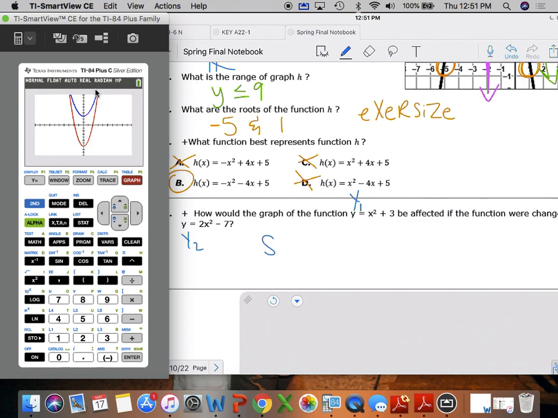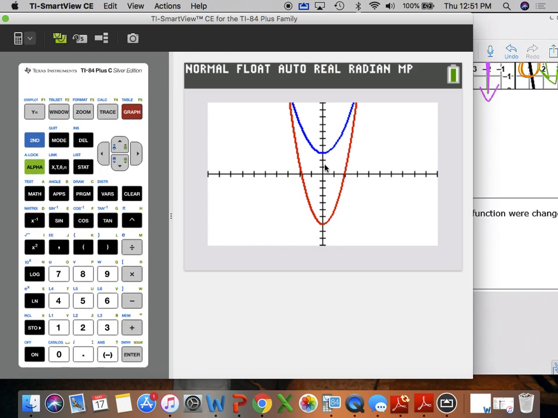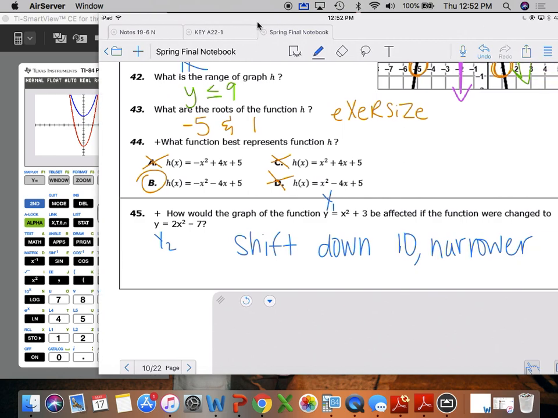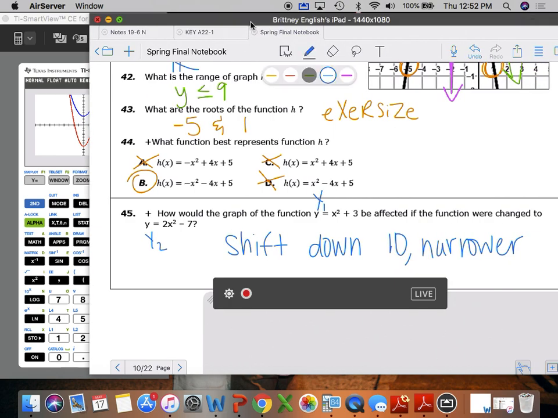So we can see that it would shift from blue to red. It would shift down, and it would be a change of 10 units, because it goes down 1, 2, 3, 4, 5, 6, 7, 8, 9, 10. We can also see, it's kind of hard to see, that this blue one looks fatter than the red one. So the red one compared to the blue one got skinnier or narrower. So for 45, it's going to shift down 10 and it will be narrower.